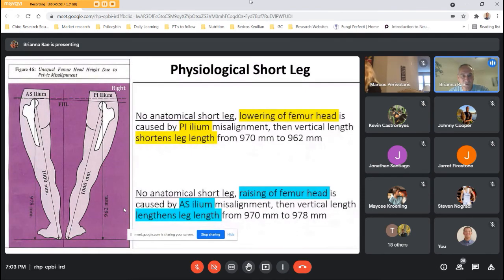Here's a physiological short leg with no anatomical short leg. So if we have a PI on the right with no anatomical short leg, what happens? Well, it's going to lower the femur head. PI and EX will lower the femur head. And then also the vertical length will shorten.